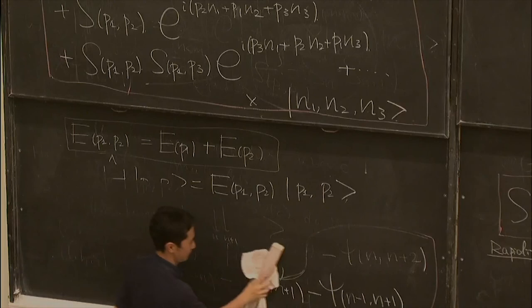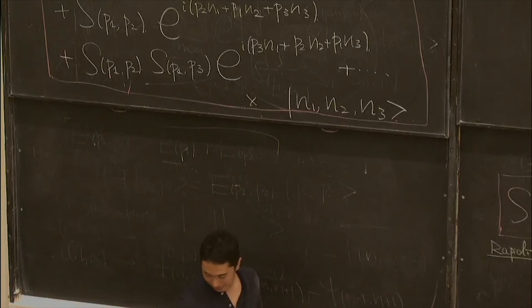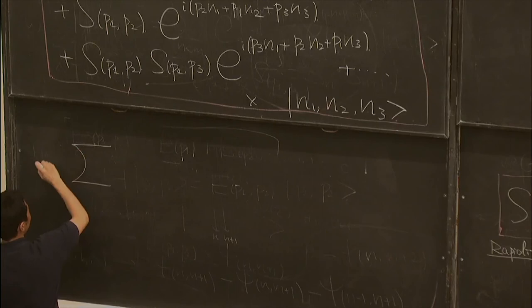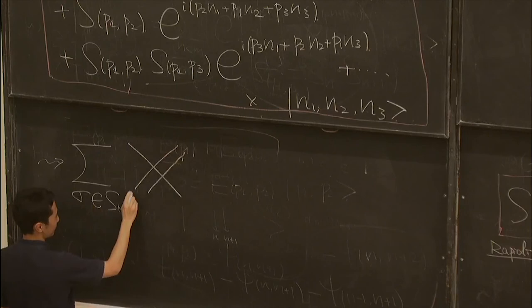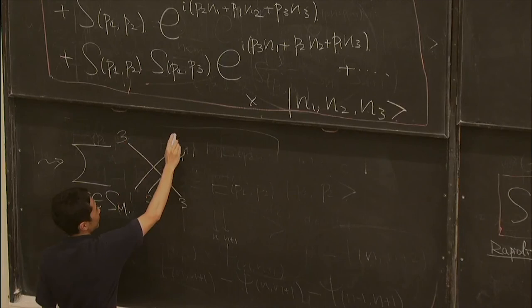So the structure of the wave function looks a little bit complicated, but there is a simple pattern. Essentially, the wave function is given by a sum over permutations. And for each permutation, you can draw some lines. For example, if it's a permutation which maps 1, 2, 3 to 3, 1, 2, then you can draw this kind of line.